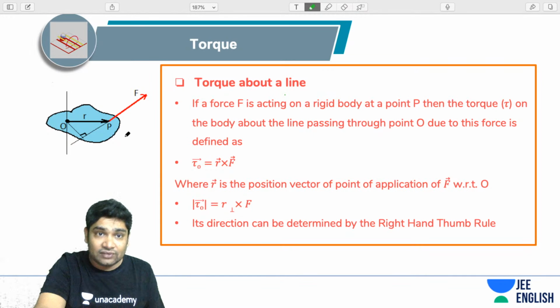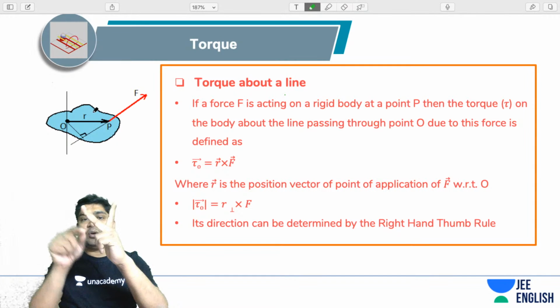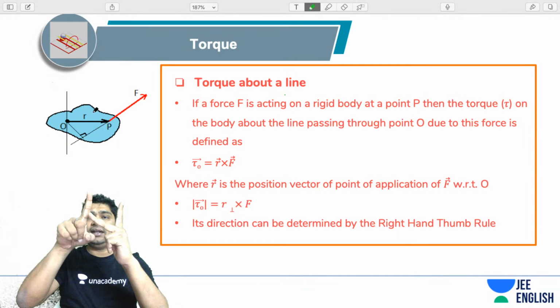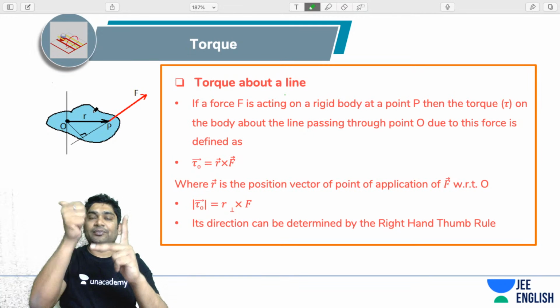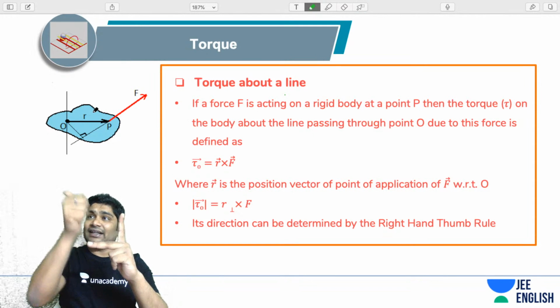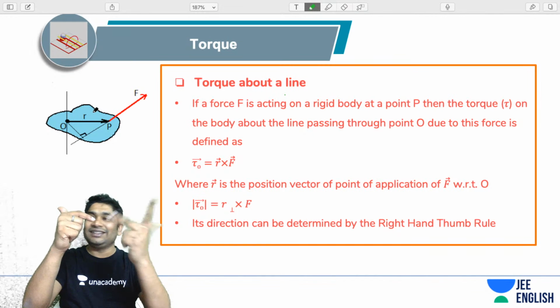In other words, you can also say R cross F. So let's imagine this was the axis and this was the point where the force was acting, let's say somewhere here. What would have been the direction of R cross F? R cross F could have been here. So this entire torque will try to produce a rotation like this. But it cannot do that because the axis is fixed. It can only rotate about this, like this.